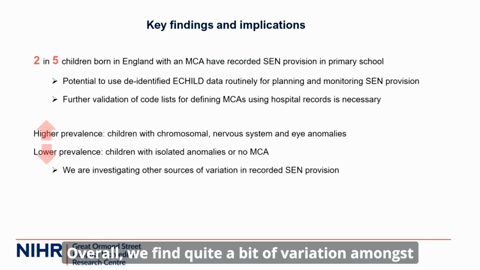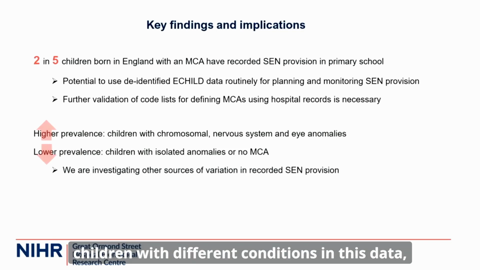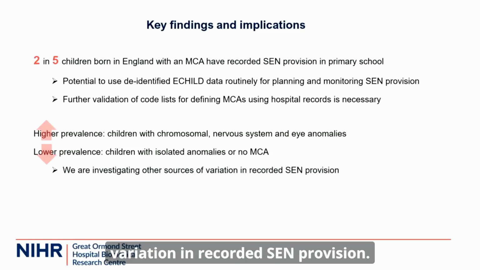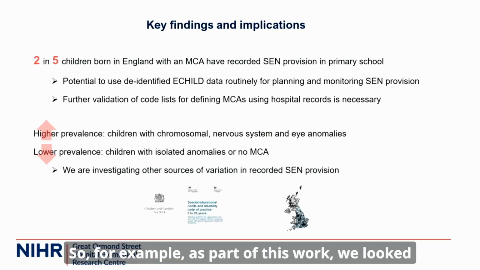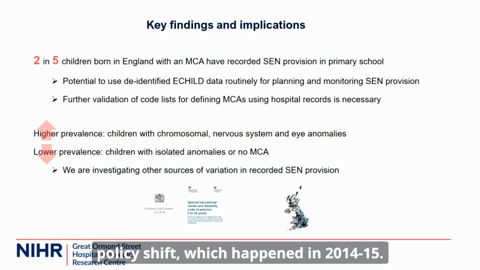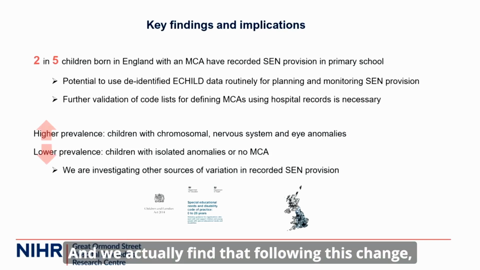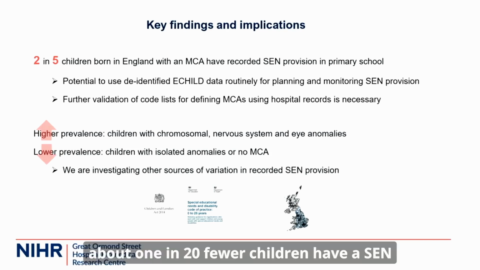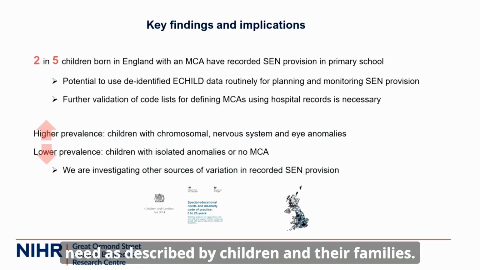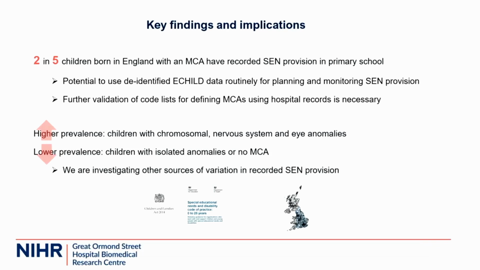Overall, we find quite a bit of variation amongst children with different conditions in this data, but we're also investigating other sources of variation in recorded SEND provision. So, for example, as part of this work, we've looked at changes before and after a major policy shift, which happened in 2014-15, and we find that following this change, about 1 in 20 fewer children have SEND provision, which matches the broad level of unmet need as described by children and their families.